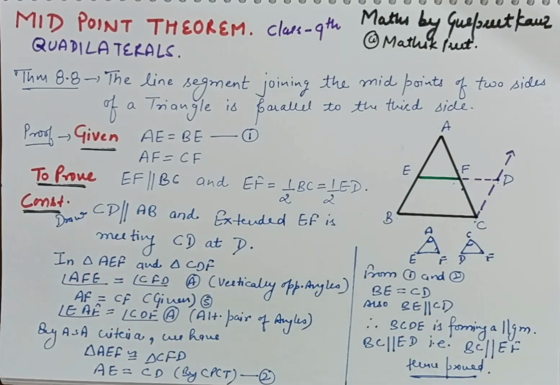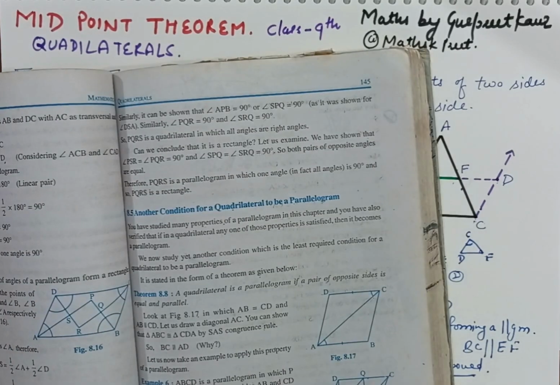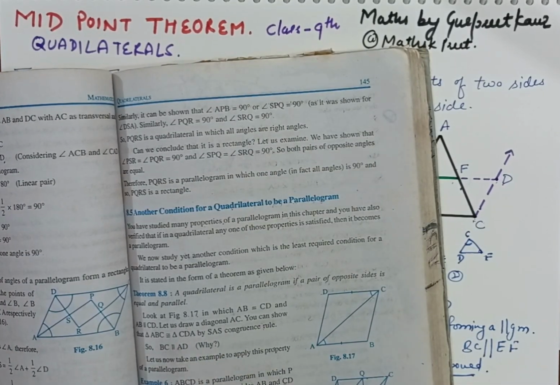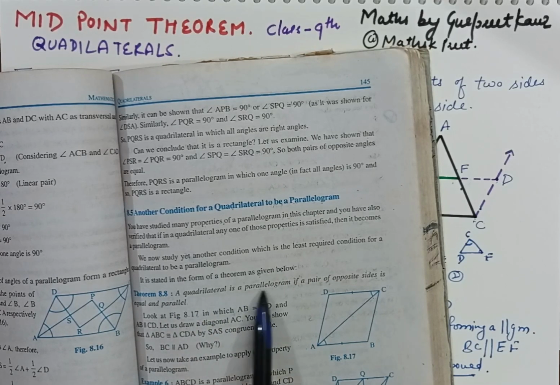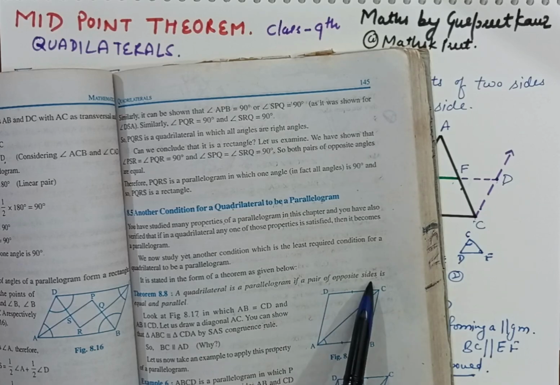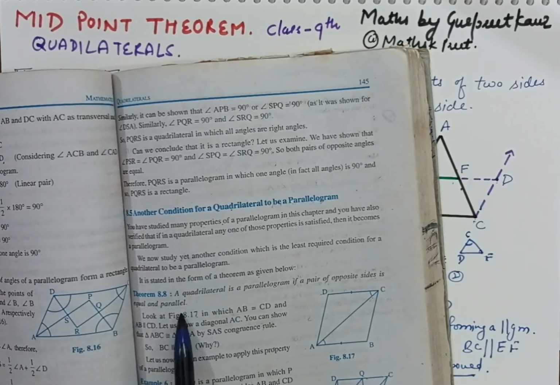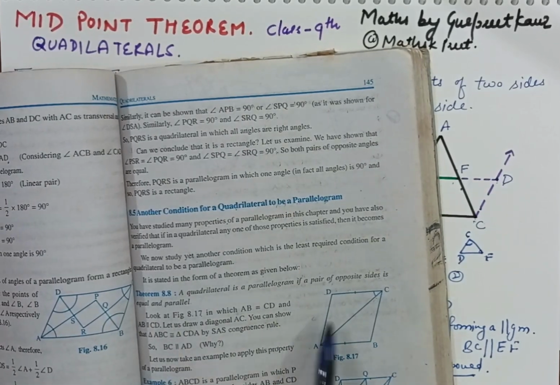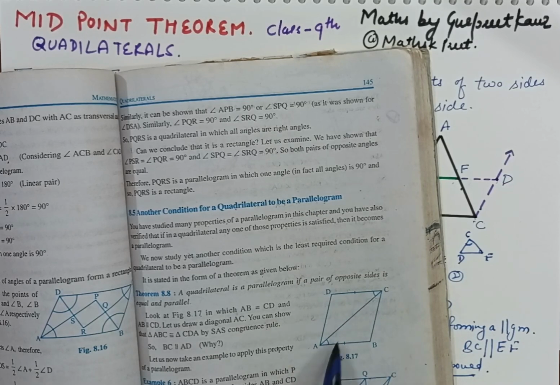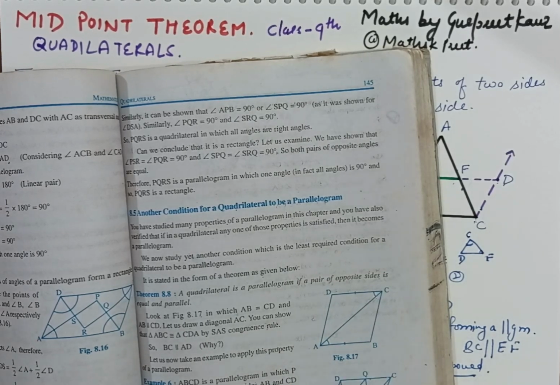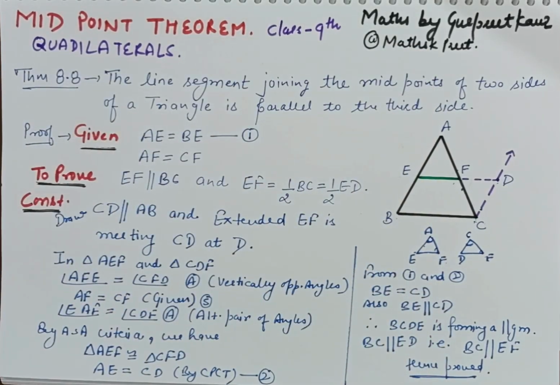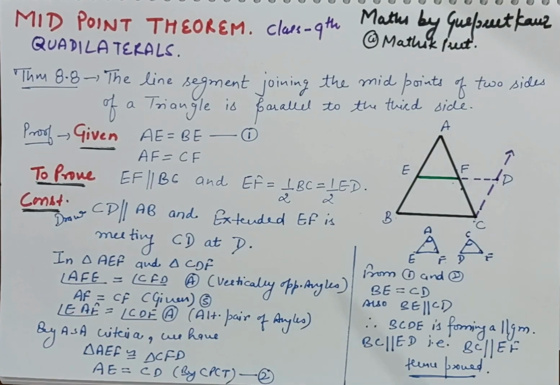Now we have a result which is not given in the recent books. Let me show you what the result is. I have given the proof of this result in the last videos as well. You can check my last videos. The result was: a quadrilateral is a parallelogram if a pair of opposite sides is equal as well as parallel. So if a single pair of sides of a quadrilateral is equal as well as parallel, we have to do nothing with the second pair, then it will directly form a parallelogram. This theorem is not in the recent books, but I am making use of this result here.